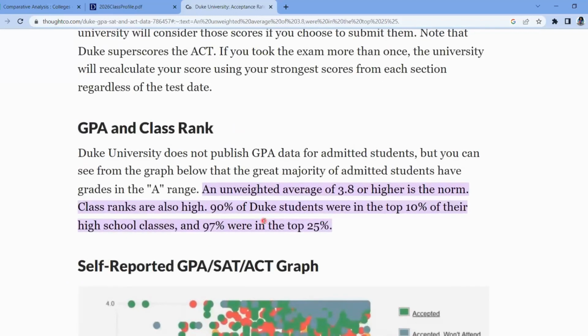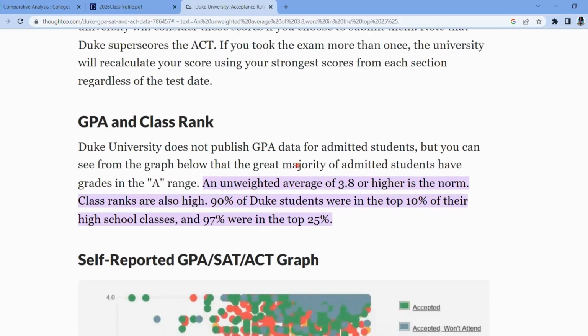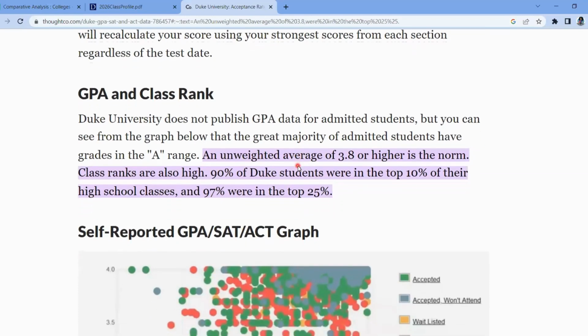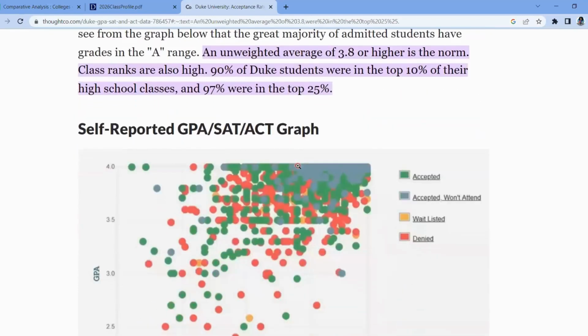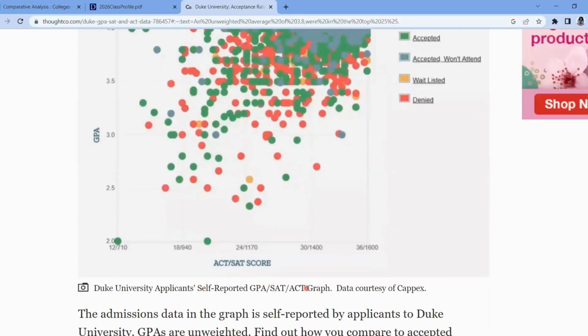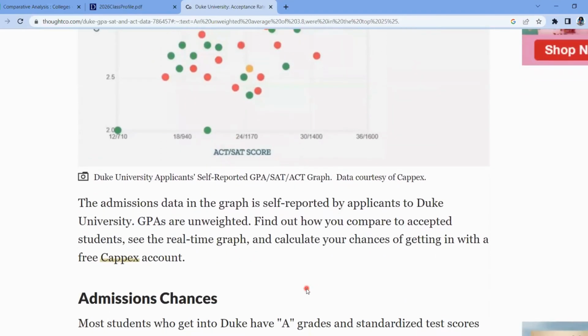So it says Duke University does not publish GPA data for admitted students, but you can see from the graph below that the great majority of admitted students have grades in the A range. And this is self-reported data. Admissions data in the graph is self-reported by applicants to Duke University. GPAs are unweighted.